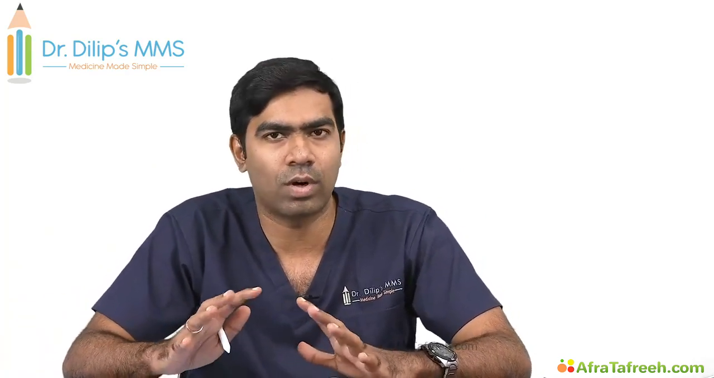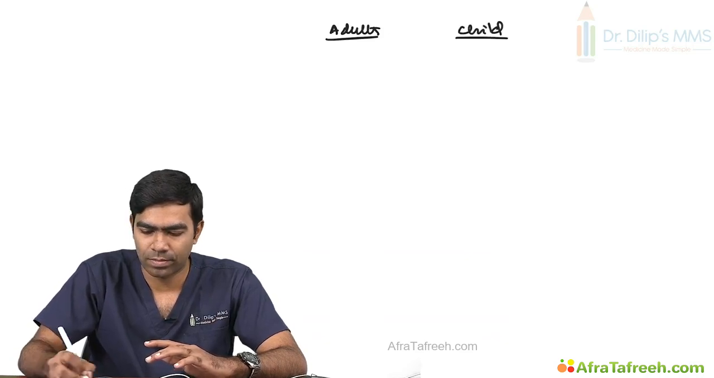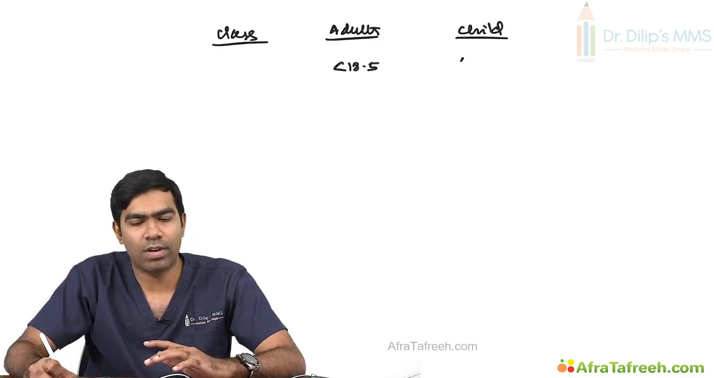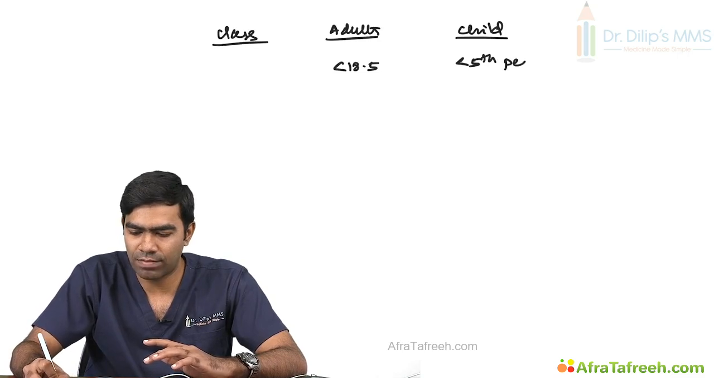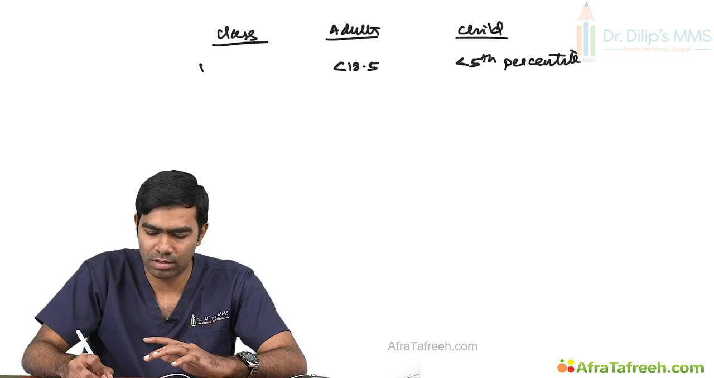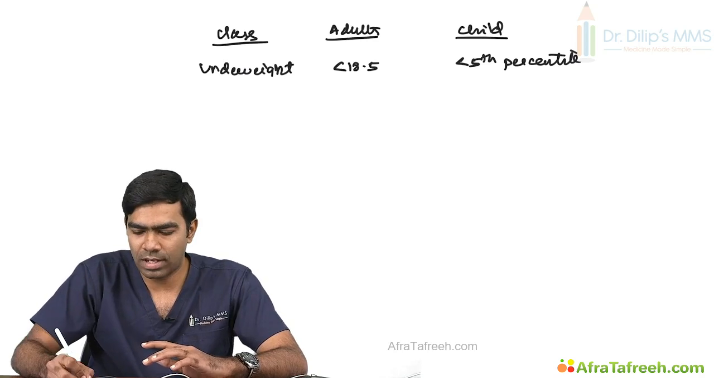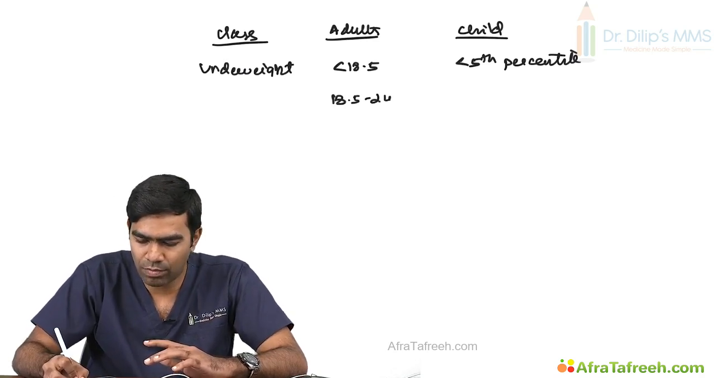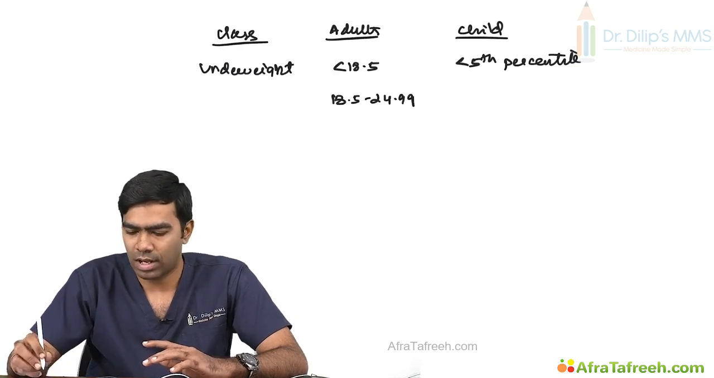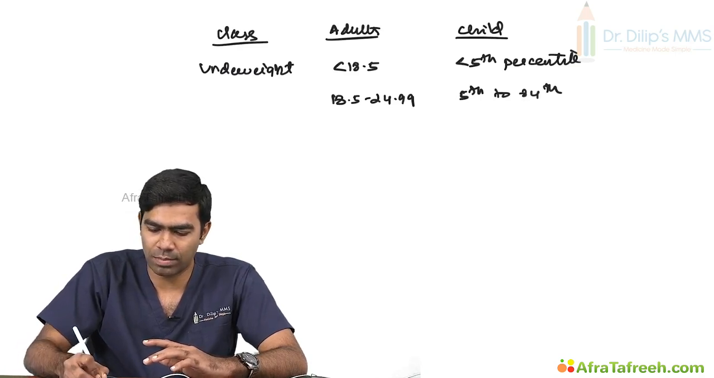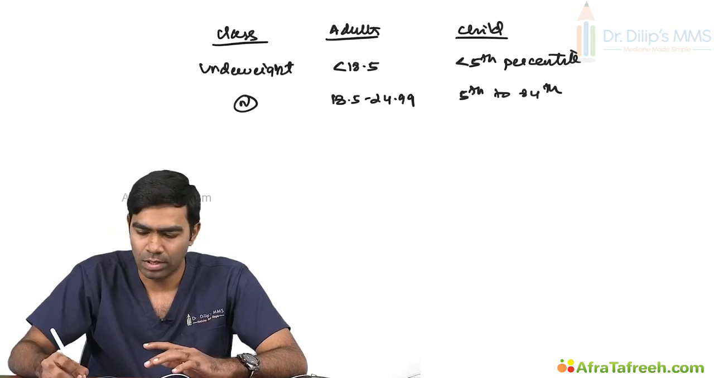So let us see what the classification based on BMI is, and what the classes are in adults as well as in children. If the BMI in adults is less than 18.5, or if the BMI in children is less than the 5th percentile, this will be termed as underweight. And if the BMI in adults is in the range of 18.5 to 24.99, and in children in the range of 5th to 84th percentile, we'll call it a normal BMI.